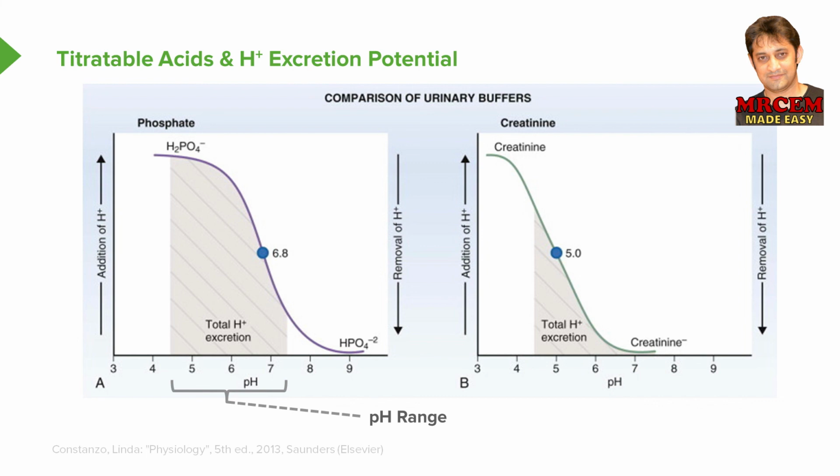So if we look at something like a pH range here, for something like phosphate, it has a wide pH range, so you can utilize that throughout many different pHs of the urine. Something like creatinine is a little bit tighter, and so you can't always use creatinine to bind those hydrogen ions to be able to urinate them out.